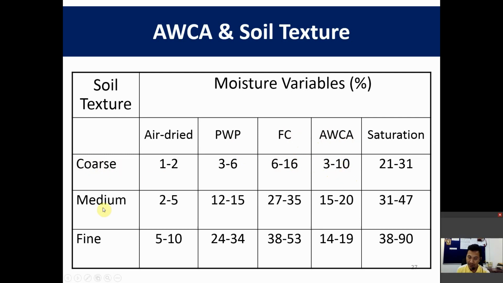But it is really amazing that medium texture like loamy soil can give you the highest amount of available water content, because even though the field capacity is a little bit lower than fine texture, the permanent wilting point is way lower than the fine texture, and that's why it gives you the big difference. And that's why loamy soil can give probably the best condition for plants to grow, and one of the things is the available water content.